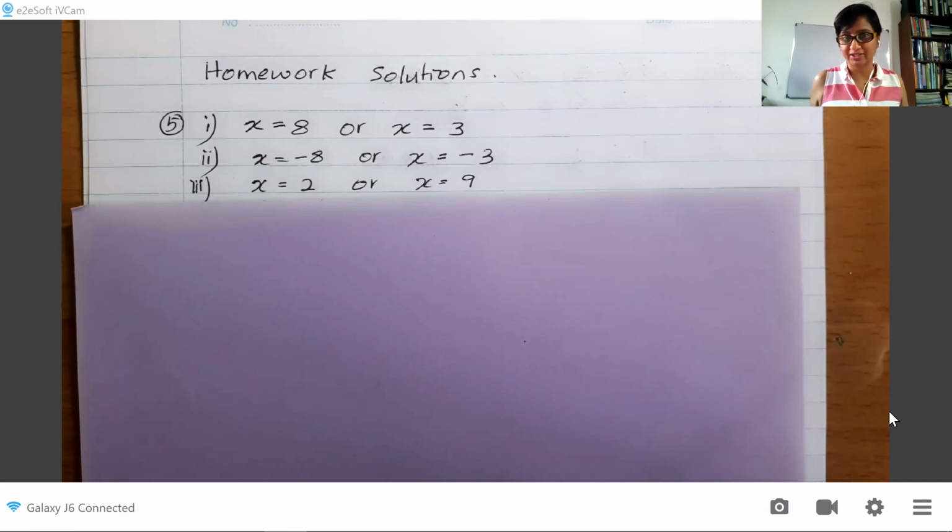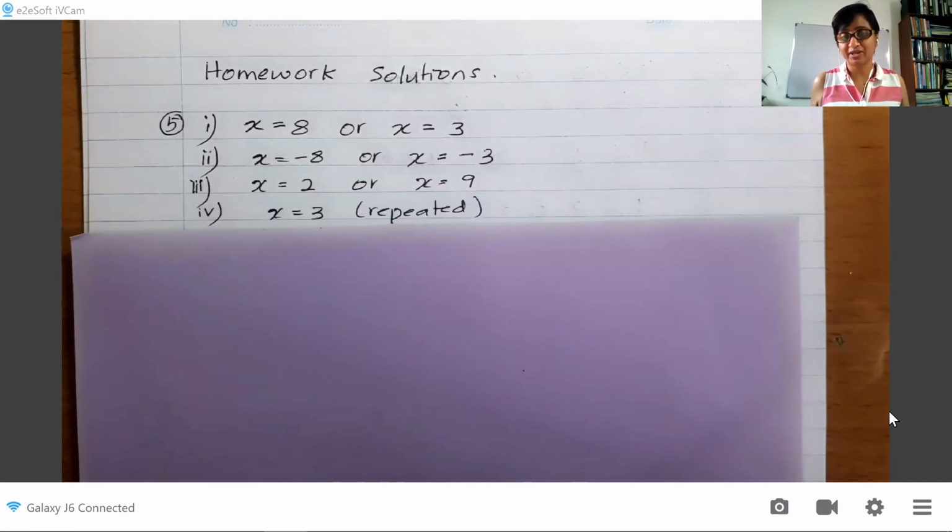I hope you are correcting your work yourselves. Please do that. Part 4, X is 3 or X is 3. It's a repeated root. So you do get two solutions, but they are not distinct. They are repeated, so they are the same. So it's just one solution.